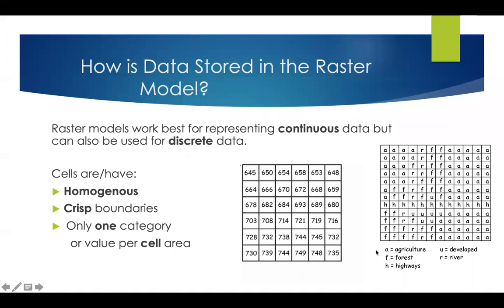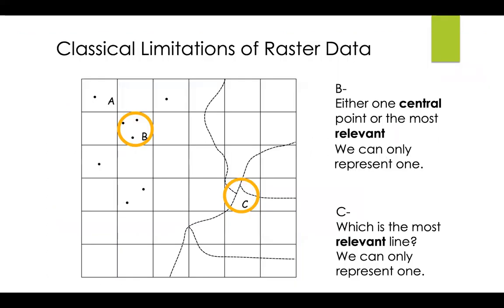How is data stored in a raster data model? Raster models work best for representing continuous data, but they can also be used for discrete data. Cells have to be homogeneous. They have crisp boundaries, and you can only have one category or value per cell. This leads to some classical limitations of raster data. First, we can only represent one value or category per cell.